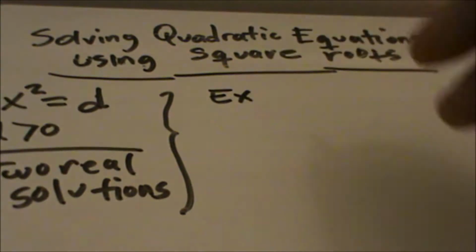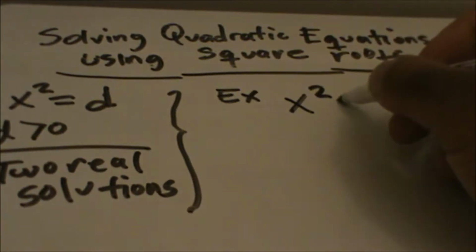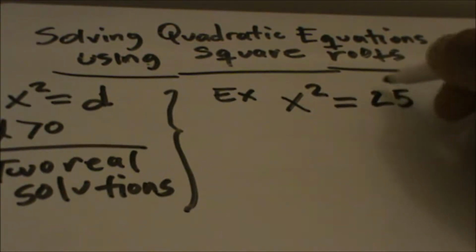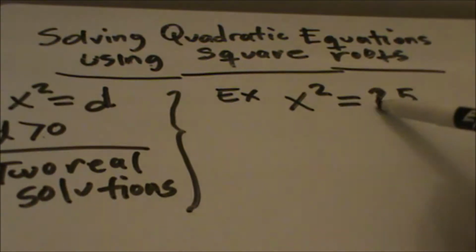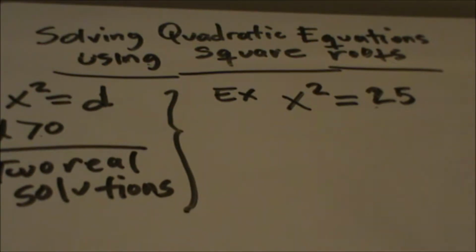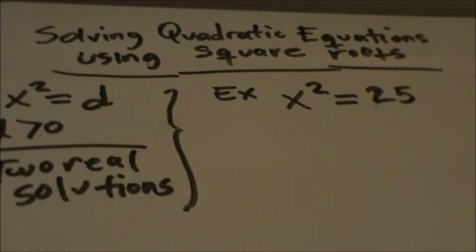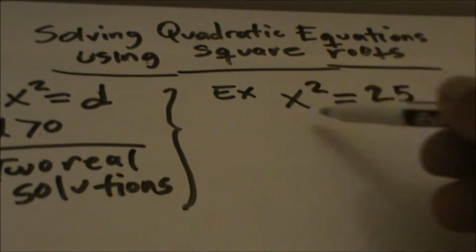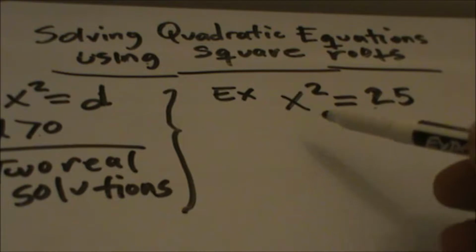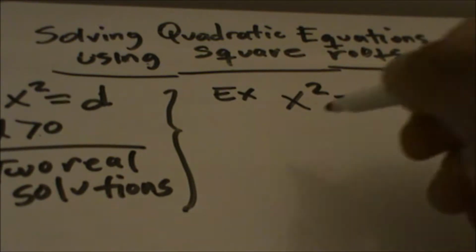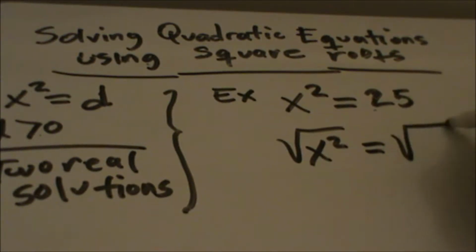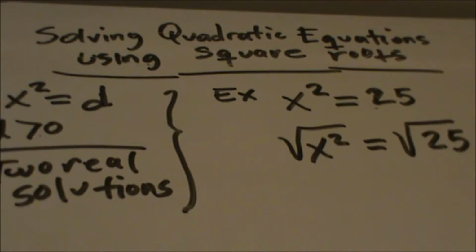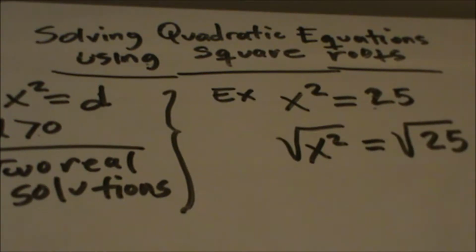Example, x squared equals 25. All right, we see here that d is greater than 0, so 25 is greater than 0. That means that the real solutions will be two real solutions. Let me demonstrate. Now that we have this in this form, we use the square roots. That means that we simply find the square root on both sides. Like equations, what you do on one side, you do on the other side.